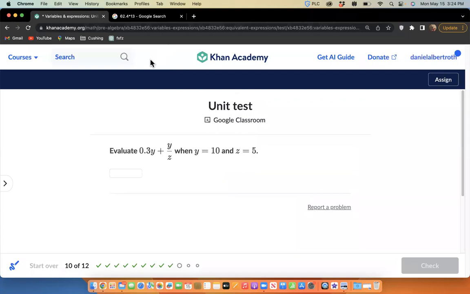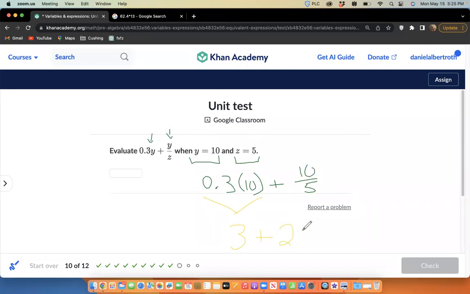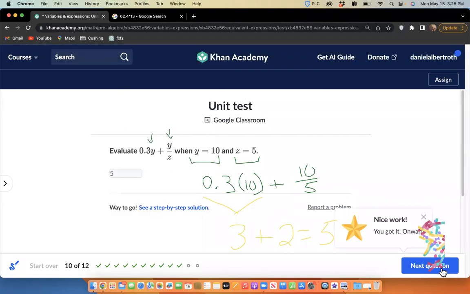This says evaluate 0.3y plus y over z when y equals 10 and z equals 5. Well, that's nice. So all that I need to do is take the y's. I have 2 y's, and I'm going to put in 10. So it's 0.3 times 10. That will come out to 3. Plus 10 over z, where z is 5. So like we said, 0.3 times 10 comes out to 3. 30% of 10 is 3. Plus 10 over 5 is 2. So this comes out to a nice clean 5 there. Very nice.